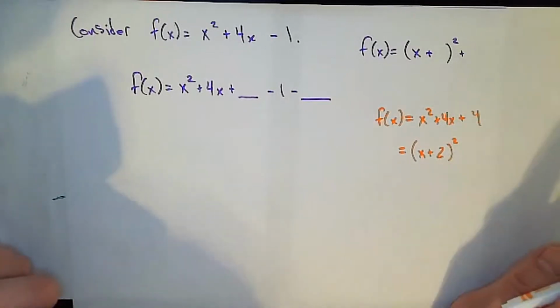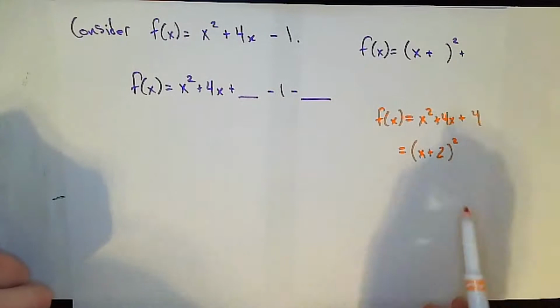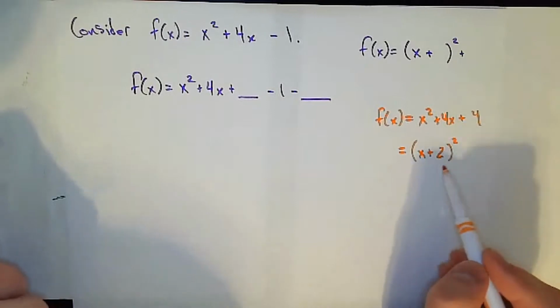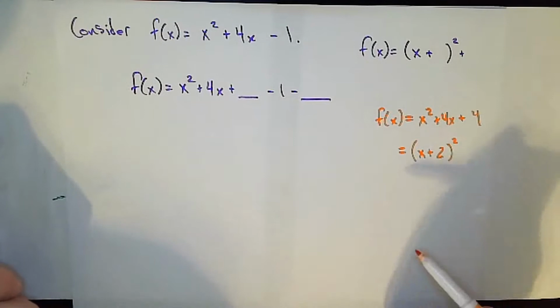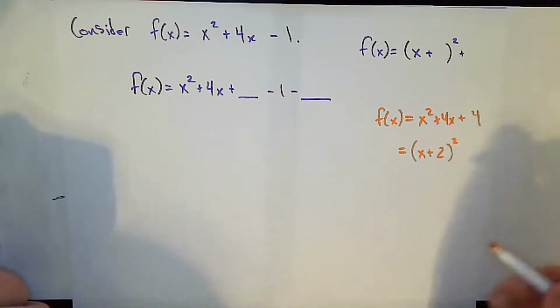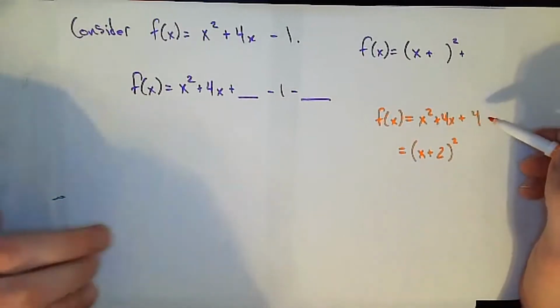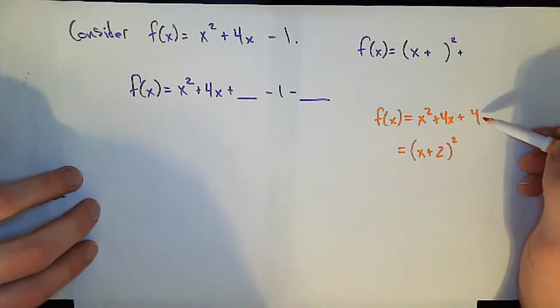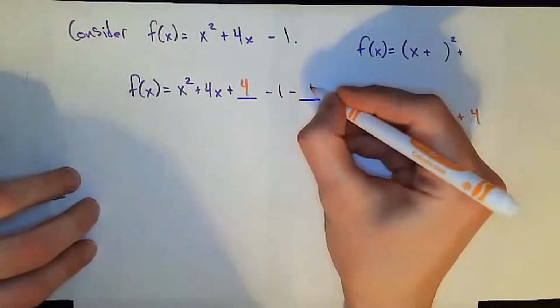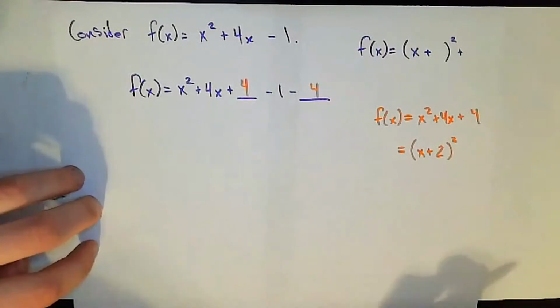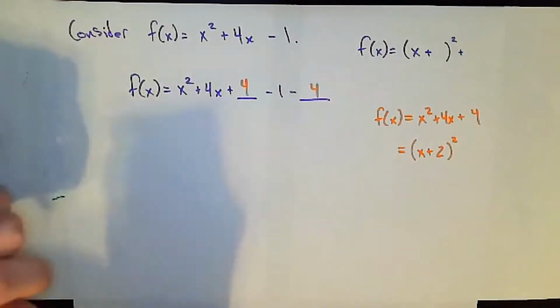2 is not what we add though. Okay, 2 is not what we add. 2 is just going to be the result here in the factored form of this perfect square trinomial. So we're going to add 4 and subtract 4, just like that.